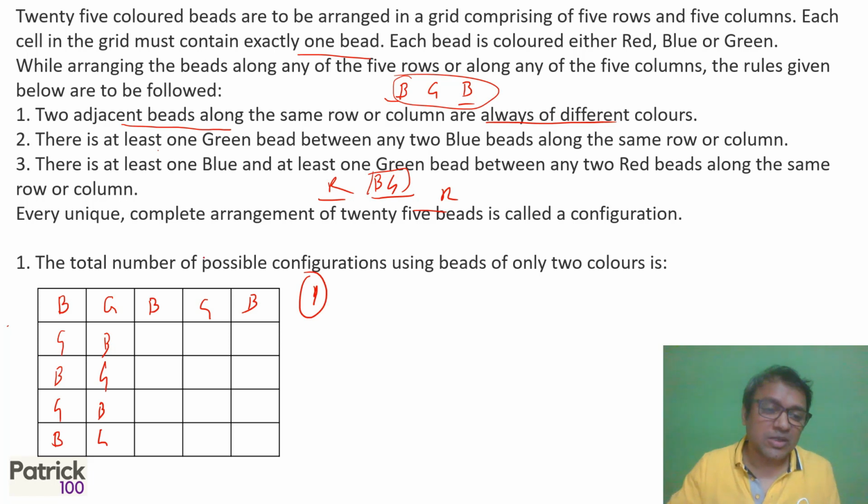So we'll get a complete configuration, and this is one configuration. Is there anything else possible? Yes, instead of blue, I can start with green. I get a second configuration. So basically you can make out there are only two configurations possible. So the answer will be 2.